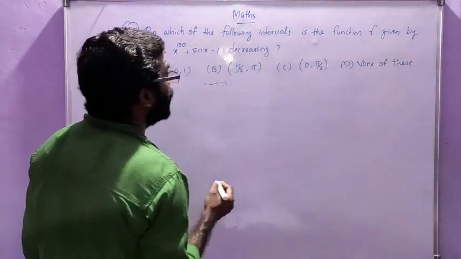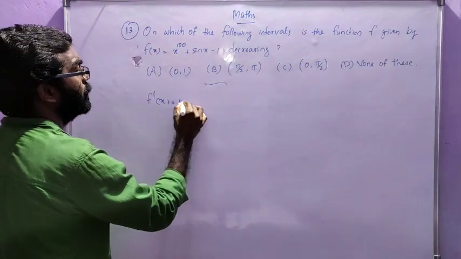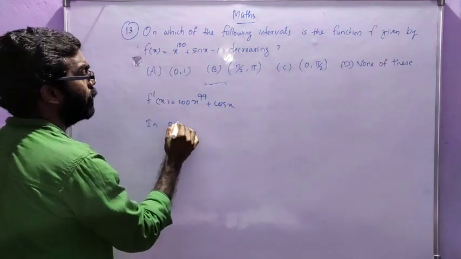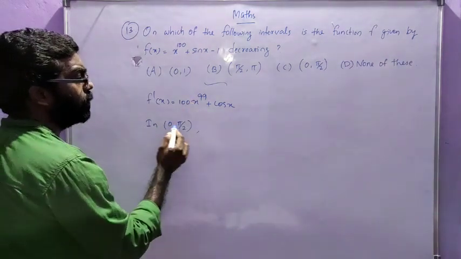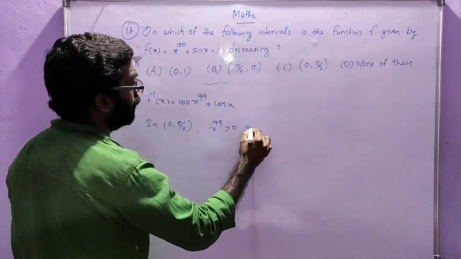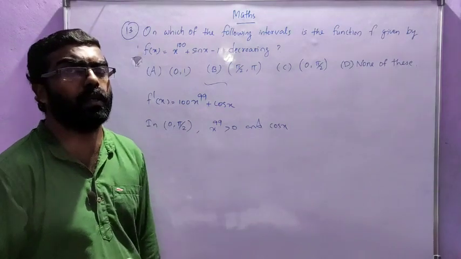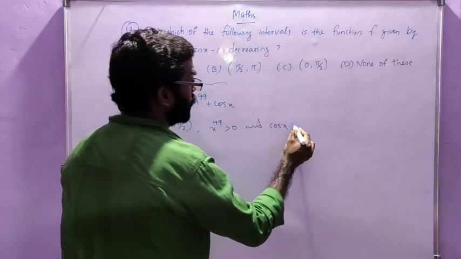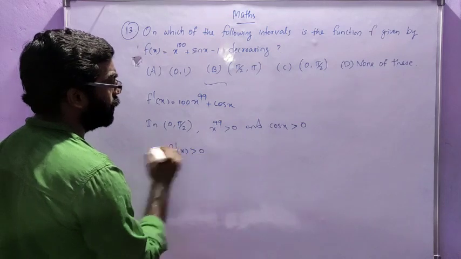Now the third one is the open interval 0 pi by 2, where f dash of x is 100 x raised to 99 plus cos x. In 0 comma pi by 2, 100 x raised to 99 is a positive quantity. So we can write x raised to 99 is greater than 0. For cos x, 0 pi by 2 means the angle lies in the first quadrant, and we know in the first quadrant all the trigonometric functions are positive. So clearly cos x is greater than 0. So overall we can write f dash of x is greater than 0.